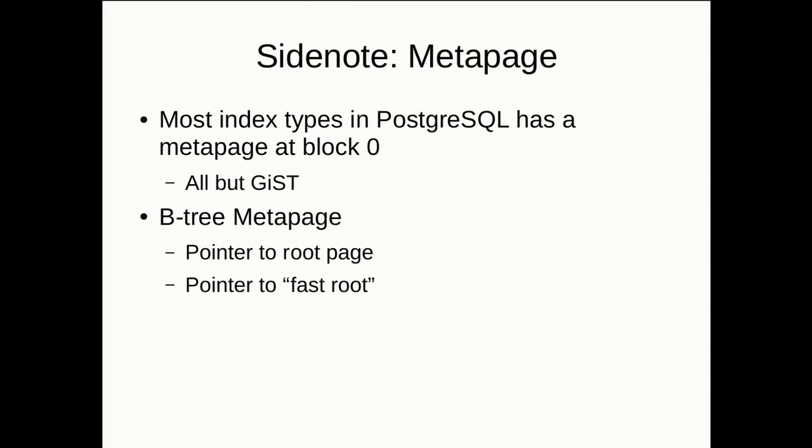A side note: in Postgres, all of these index types except GiST, which was a mistake, but I'll cover that later, have a magic block, or what we call the meta page. That's physically the first page in the file, block number 0 in the index. The format is different for all index types, but it's a handy place to store information like where the root page is, because it can move around when you split and create a new one. There's also information like how deep the tree is, and a thing called fast root if you shrink an index a lot. I'm not going to go into details.